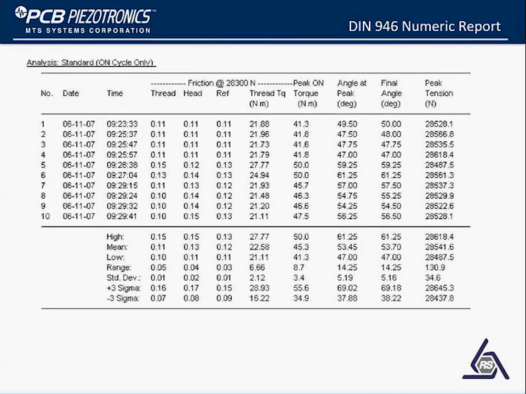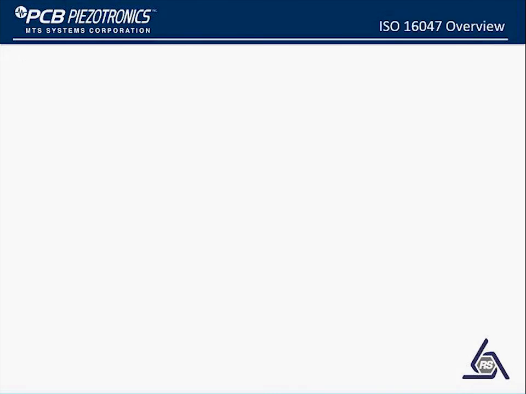So we might see a DIN 946 numeric report that looks something like this, where we see what our head friction, our thread friction, what our reference or total friction is, and some of the values that were recorded during the process.